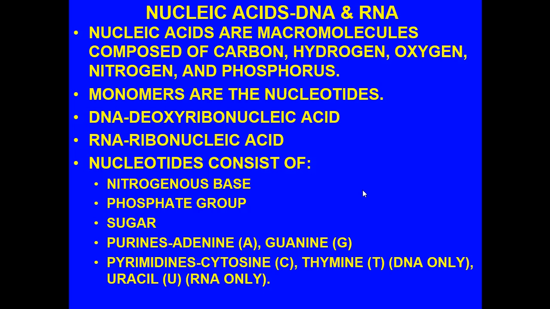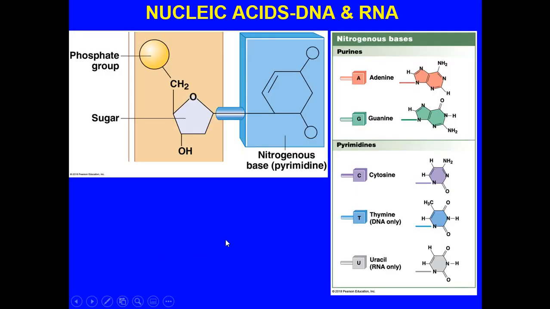Now, there are different types of nucleotides. The purines are adenine and guanine, and we symbolize them a lot of times by just a single letter, A or G. The pyrimidines are cytosine and thymine. Now, thymine's tricky because thymine will only exist in DNA. Uracil only exists in RNA. As you can see here, this is a nucleotide. The nitrogenous base, the sugar, and the phosphate group. The purines are adenine and guanine. The pyrimidines are cytosine and thymine. Thymine is found only in DNA. Uracil is found in RNA.